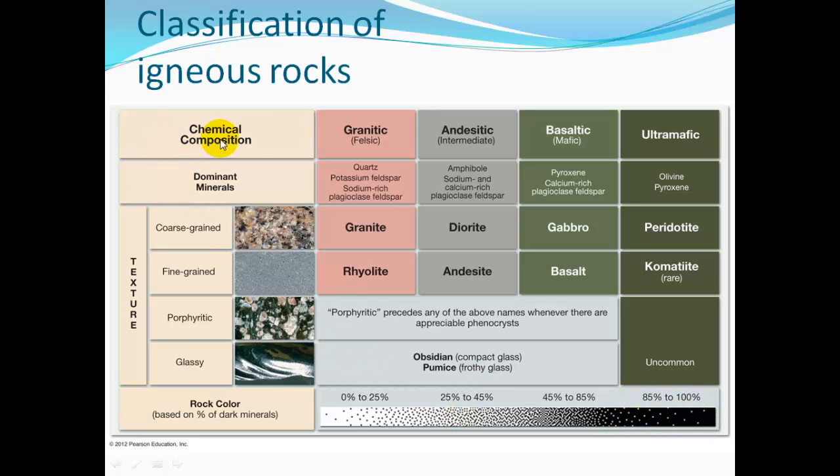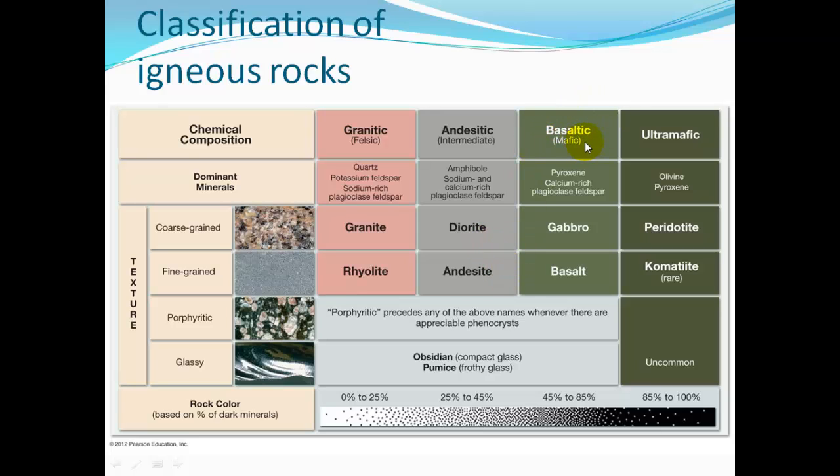Okay. So our granites are very felsic rock, our granitic rock. It's going to be mostly quartz, potassium feldspar, sodium-rich plagioclase feldspar. And coarse-grained granitic or felsic rock is granite. Our fine grain is going to be rhyolite. Okay. Our andesitic or intermediate, so in between felsic and mafic, or in between light and dark, is our andesitic. So we're going to have a lot of amphiboles and sodium and calcium-rich plagioclase feldspar. These are going to be our diorites and our andesites for our coarse grain and our fine grain.